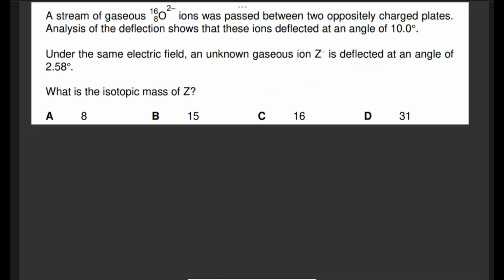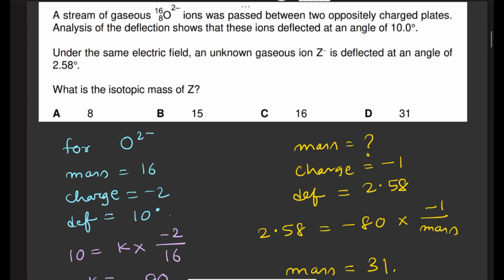Pause the video and give this question a try. So let's give this question a try. A stream of gaseous oxide ions are passed over two oppositely charged plates. Analysis of the deflection shows that the ions deflected at an angle of 10 degrees. Under the same electric field, an unknown gaseous ion, Z-, is deflected at an angle of 2.58 degrees. What is the isotopic mass of Z?